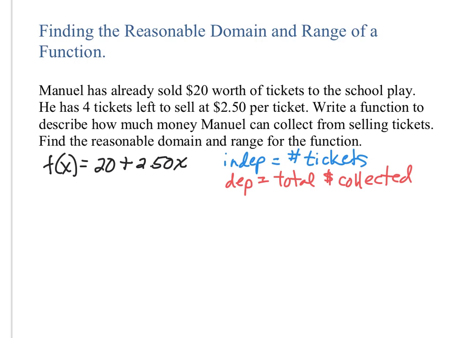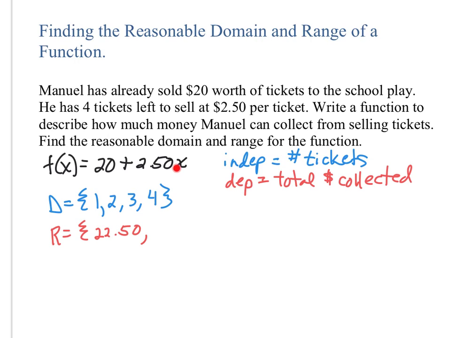So our domain, D, since he only has 4 tickets left to sell, and you can't sell a portion of a ticket, that means he could sell 1 more ticket, 2 more tickets, 3 more tickets, or 4 more tickets. And a reasonable range would be plugging these values into the rule. So if we plug 1 into here, 1 times 2.50 is 2.50 plus 20. So that would give us $22.50.